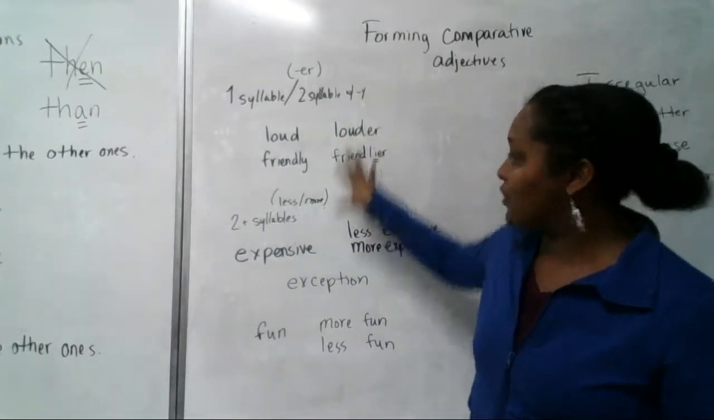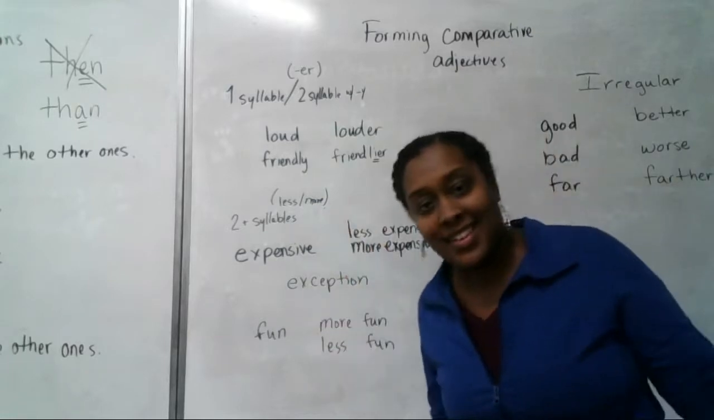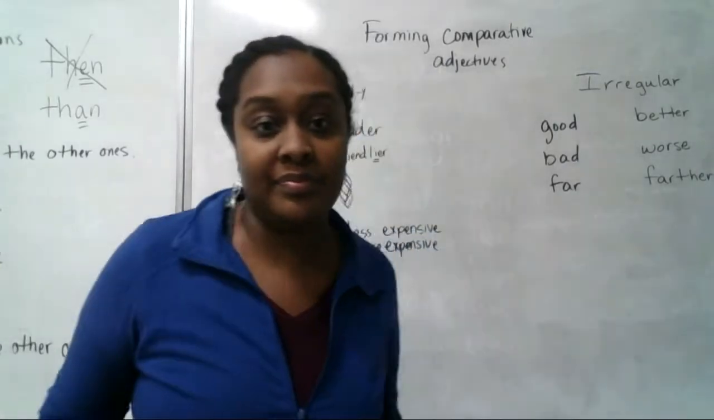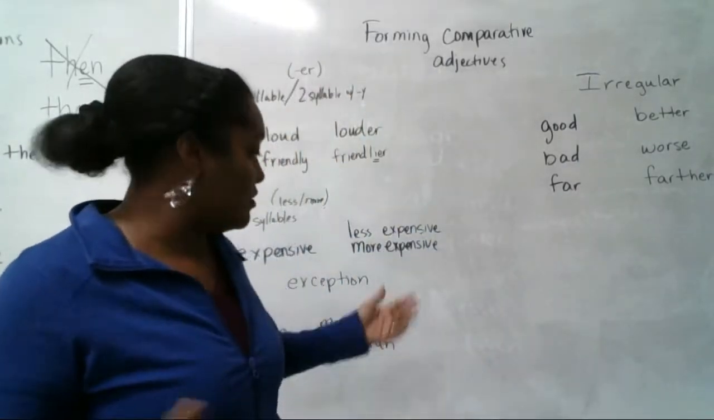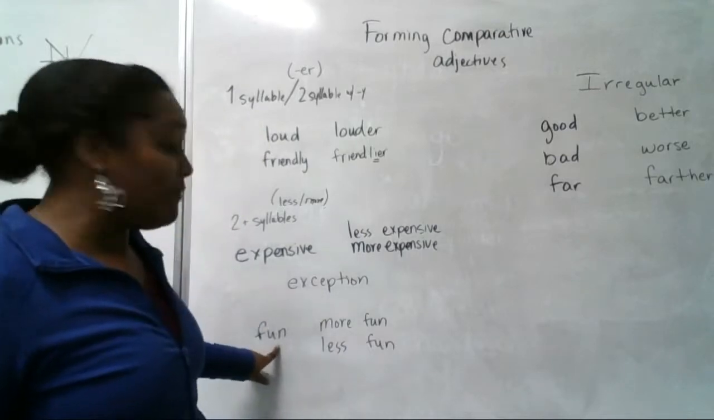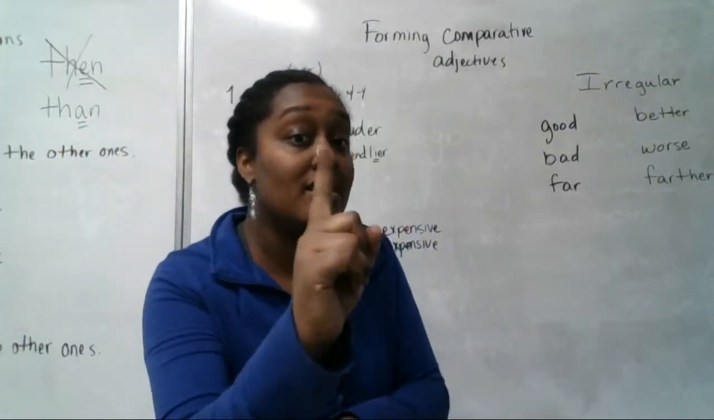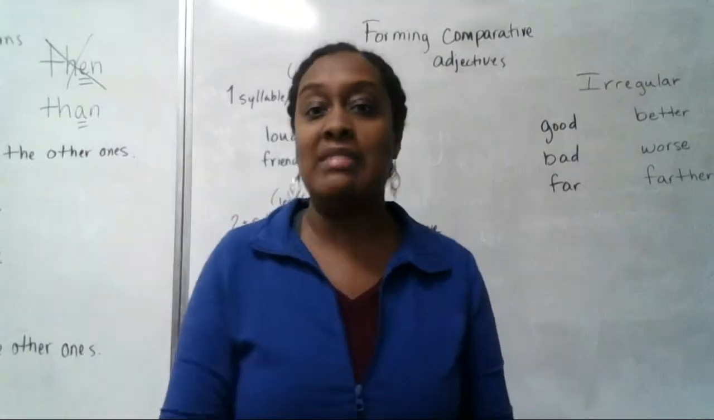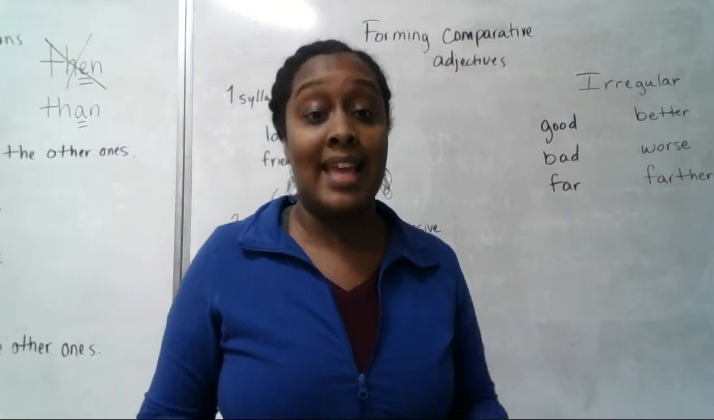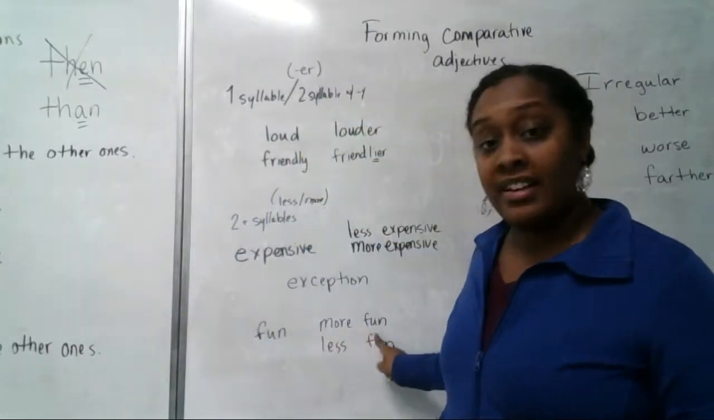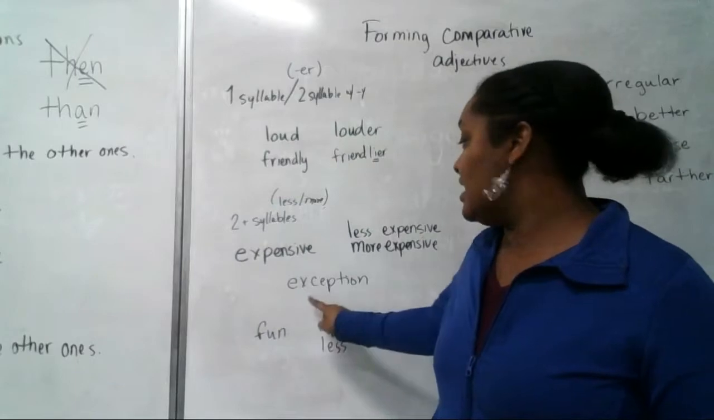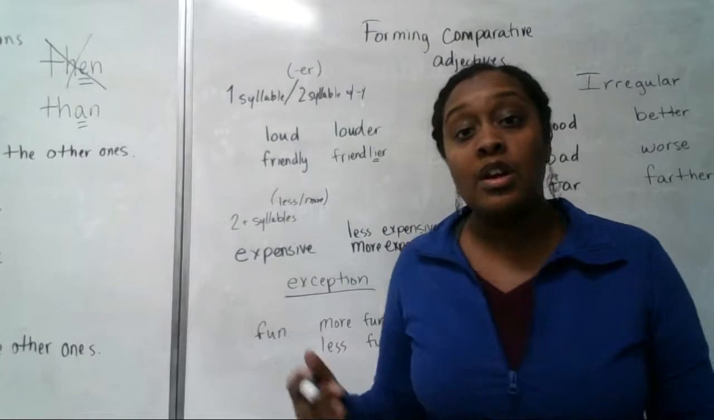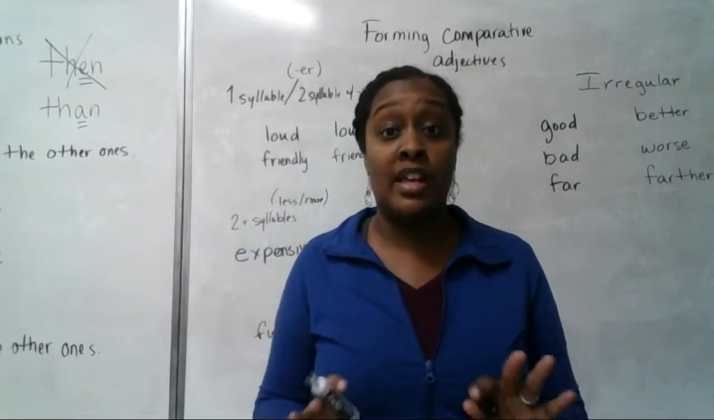Now, we do have an exception for these two rules because it's English, right? Fun. Fun is the exception. Okay? For one exception. There's more. We do not form fun because fun is fun, one syllable, so that means we should say funner, right? Wrong. We do not say funner, okay? What we say is more fun, less fun. This is an exception to the rule, okay? We'll have other exceptions, but for this class and this time, that's the exception that we're studying.